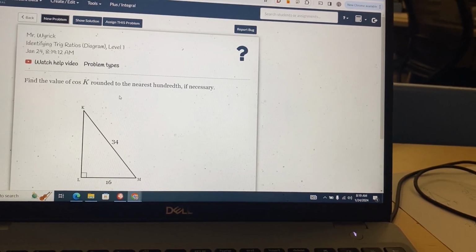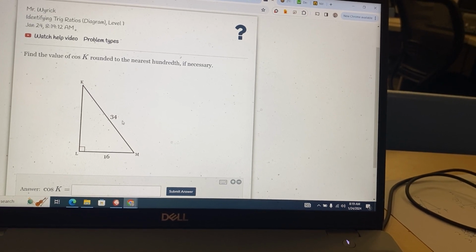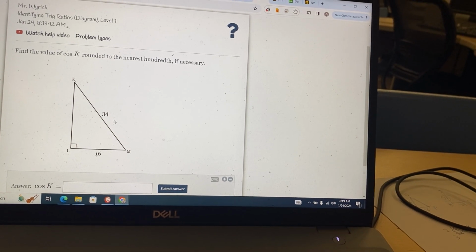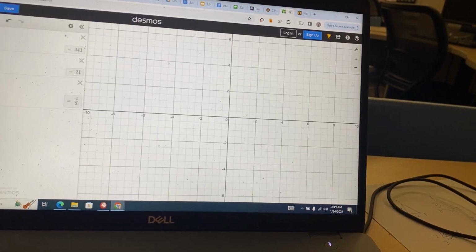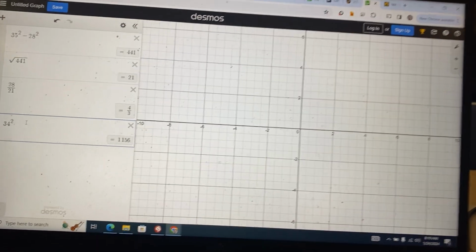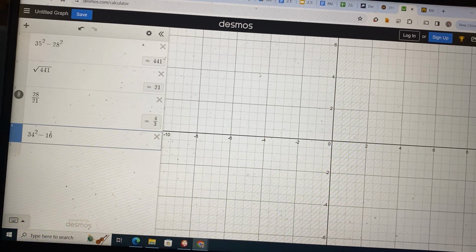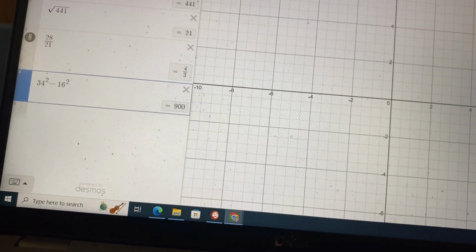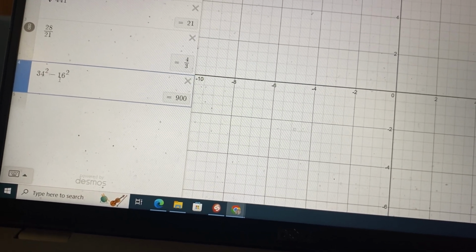If we do this again, the cosine of K, cosine is the adjacent side over the hypotenuse. So that's my one that's missing here. Let's see. I'm not real sure on this one, so I'm just going to go 34 squared minus 16 squared. This is because I have my hypotenuse, okay? Since I have my hypotenuse, I'm going to subtract. If I had my other sides, I'd add.